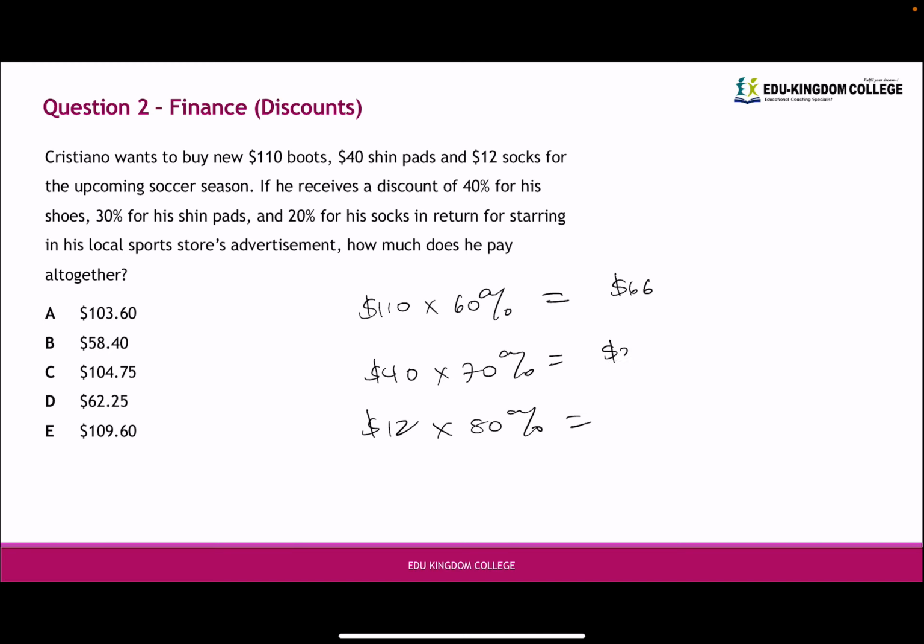For $40, same method, it's $24. And for $12, once the discount's been applied, you only need to pay $9.60. Should add up to $103.60.